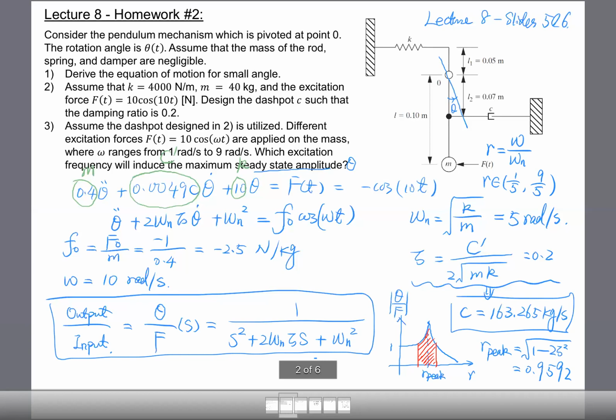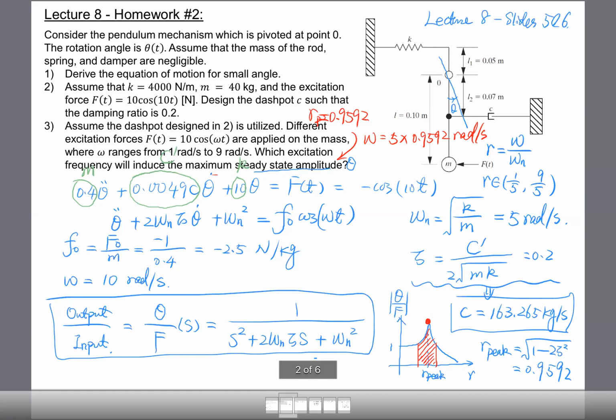Okay, so if your R covers this red range, definitely we know the maximum steady state amplitude is the peak, right? That means when R peak, when R equals 0.9592, you have the maximum steady state amplitude. If that's the case, that means your omega is 5 times this number, about 4.9 or something. That's 5 times 0.9592 radian per second.